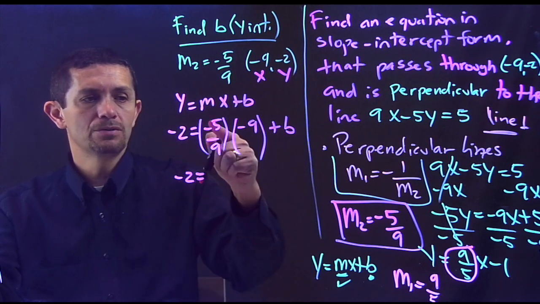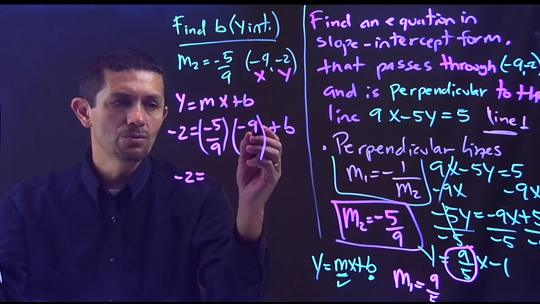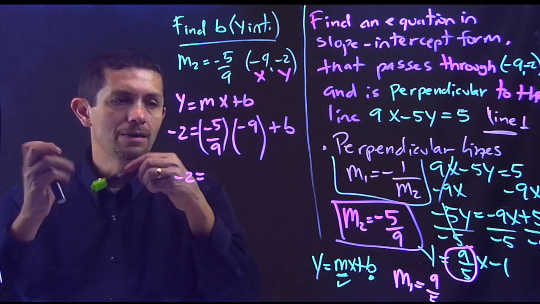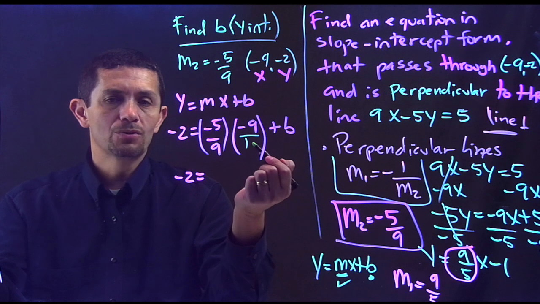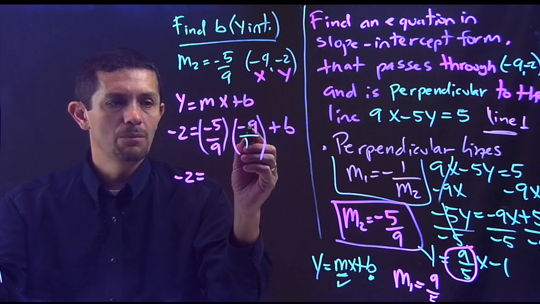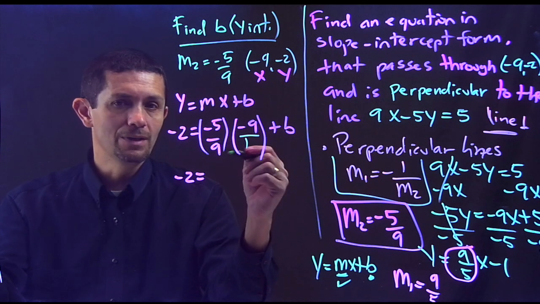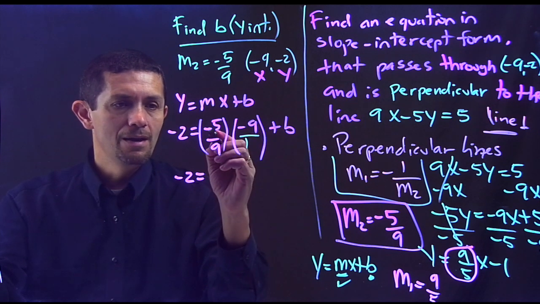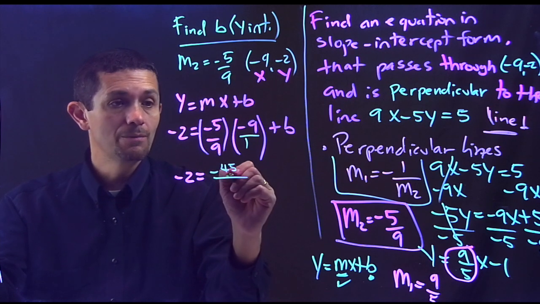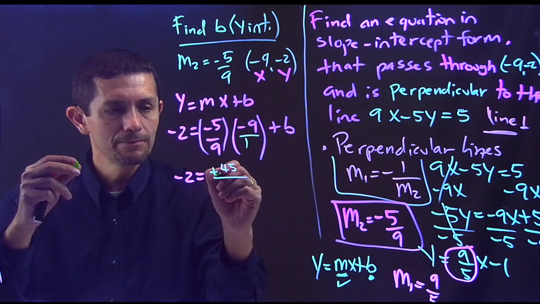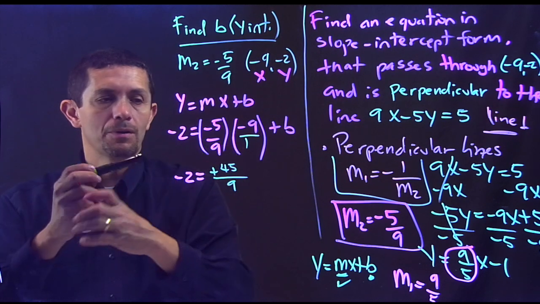I have a fraction times a whole number. To multiply a fraction times a whole number, I make the whole number a fraction by putting it over 1. How do I multiply fractions? Top with top, bottom with bottom: numerator times numerator, denominator times denominator. That's how we multiply fractions. -5 times -9 is -45. I'm sorry, +45. 9 times 1 is 9. Plus b.